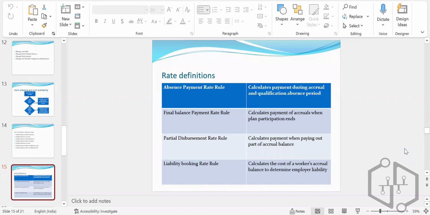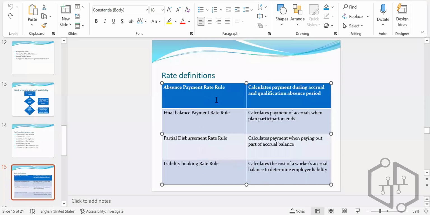Liability booking rate is what calculates the cost of workers' accrual balance to determine employees' liability. That means if I have a workers' accrual balance of 80 days, 90 days, 100 days. No, sorry. Balance to determine employee liability. That means employee liability, if you want to share that liability with someone else. Liability, I am confused with this actually. Determine employee's liability. I have a doubt on this, so I have to check.